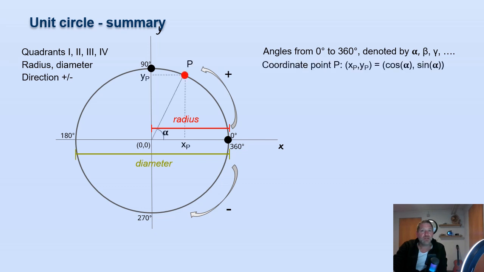And finally, the coordinate of a certain point on the surface can be found by calculating the cosine of this angle for the x coordinate and the sine of the angle for the y coordinate.